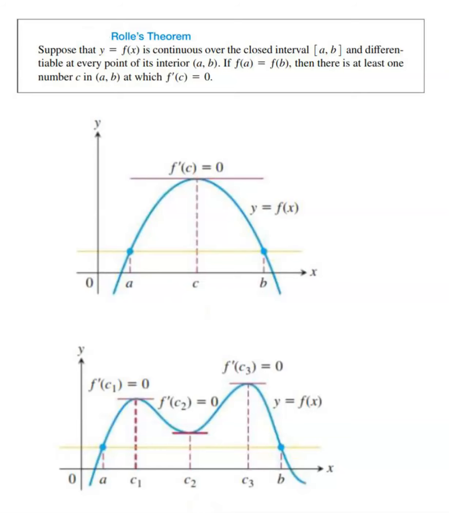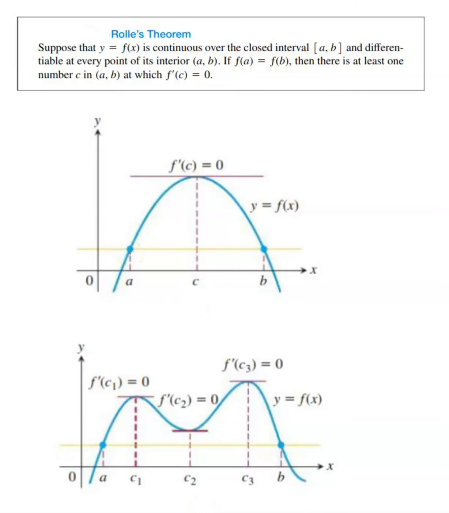Let's look at the definition of Rolle's theorem. Rolle's theorem states that suppose y equals f of x is continuous over the closed interval [a, b] and differentiable at every point of its interior (a, b), and if f of a equals f of b, then there is at least one number c in (a, b) at which f prime of c is 0.